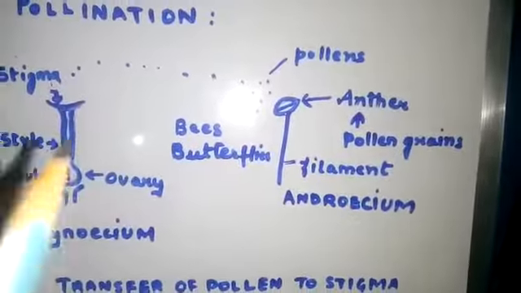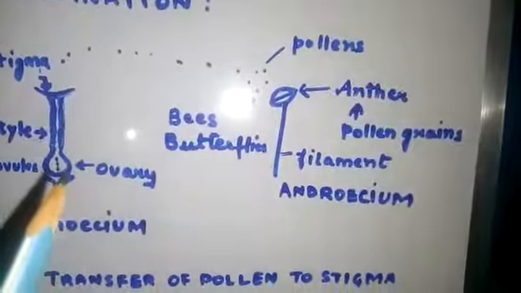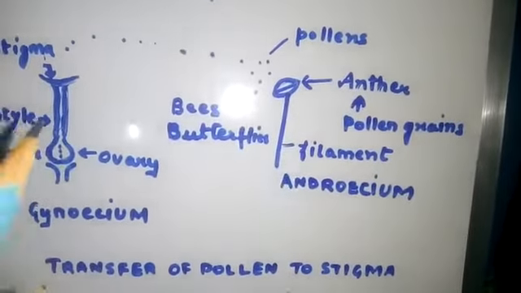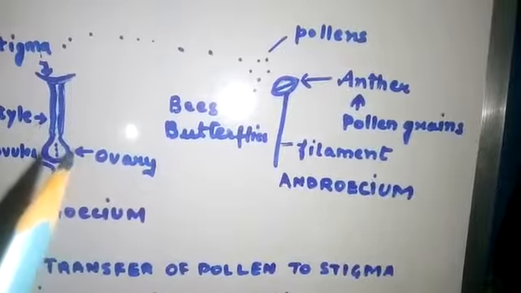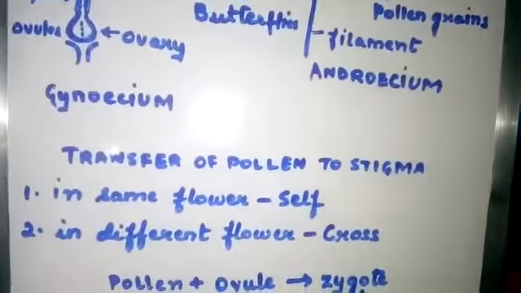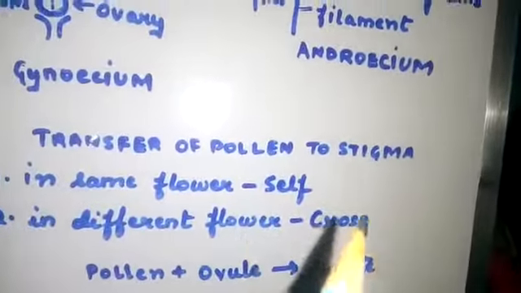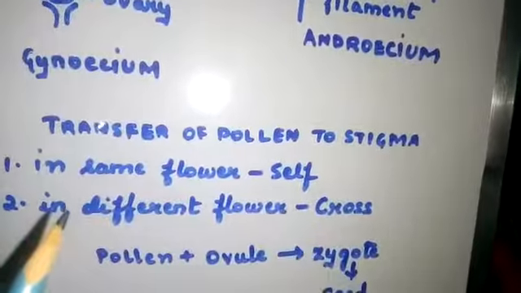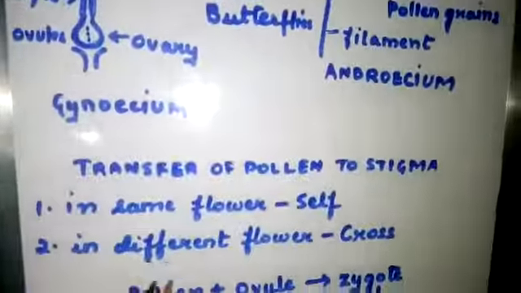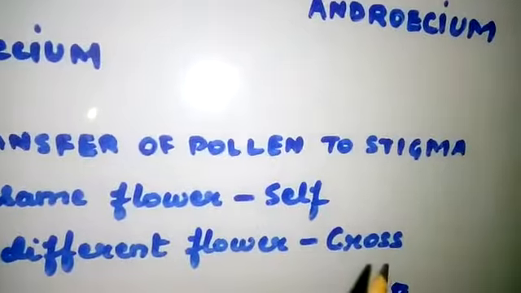Sometimes the stamen and the carpel are in one flower only, so the transfer of pollen takes place in one flower only. We call it self-pollination. When the transfer of pollen grains to the stigma takes place in the same flower, we call it self-pollination. Then if the transfer is between different flowers, we call it cross-pollination. So two types of pollination are there, self and cross-pollination.